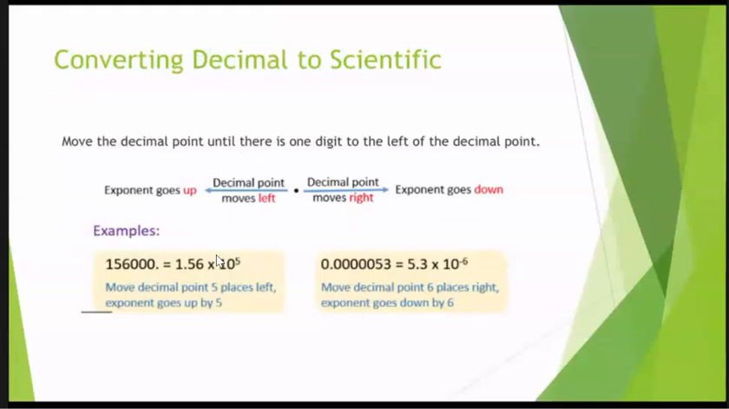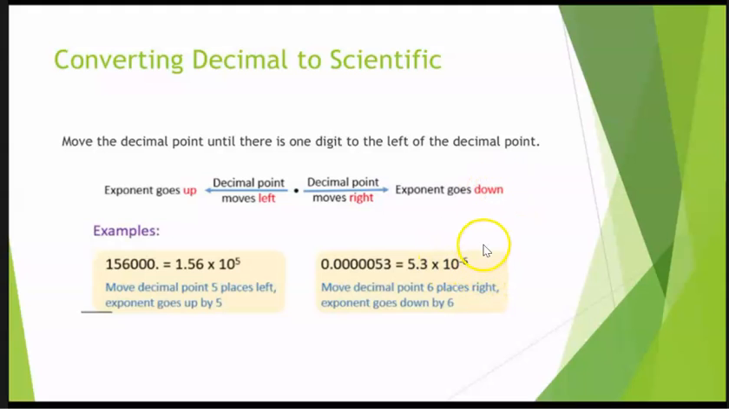Now the general rules for converting numbers into scientific notation is that if you're moving the decimal place to the left, your exponent goes up. If you're moving the decimal place to the right, it goes down. So for each digit you're moving left, the exponent goes up that digit. For each digit you're moving right, the exponent goes down that digit.